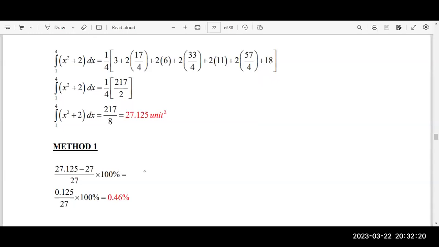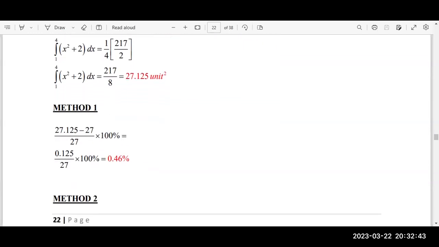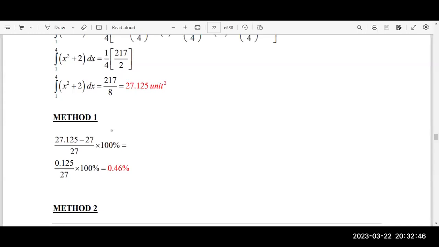Looking at the error, seeing that 27 is the actual, in order to calculate the error, all I'm going to do is take the approximation minus the actual over the actual. So I'll say 27.125 minus 27, times 100 because I'm calculating the percentage. So I'm going to have 0.125 over 27 times 100% to give me 0.46%. So 0.46% is the error in our calculation.